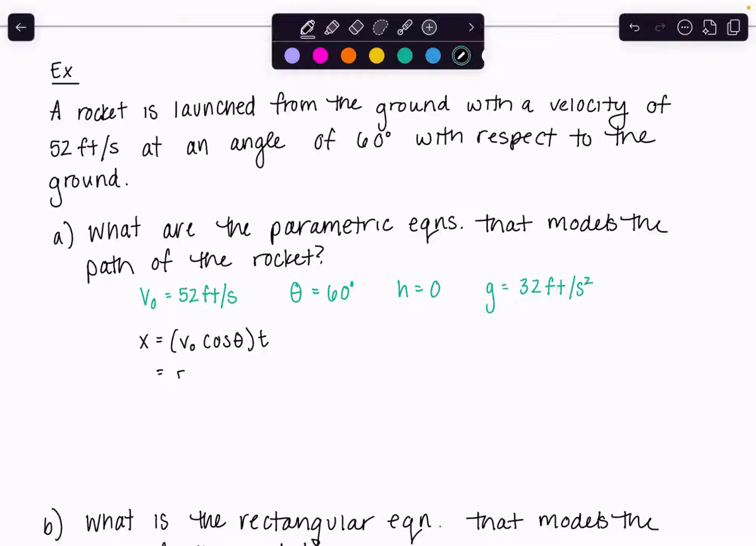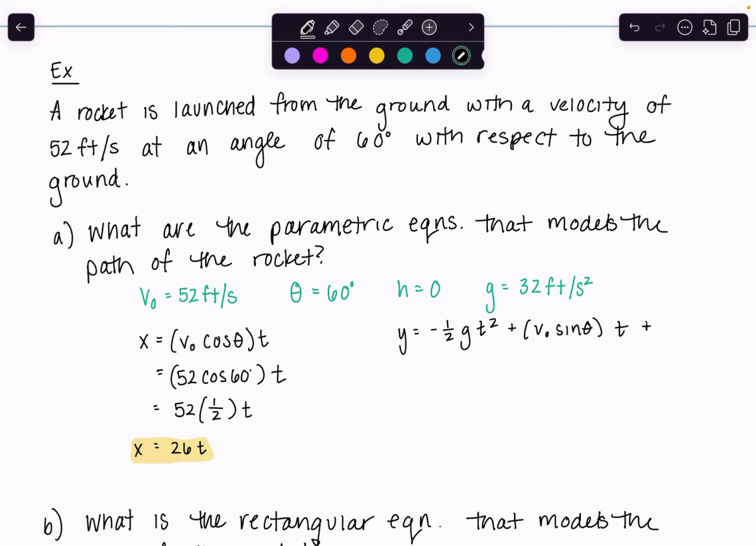So our initial velocity is 52, then we have cosine of 60 degrees, and that's going to be times t. Cosine of 60 degrees is a half, which is nice. So our x coordinate is really given by the formula 26t. Our y coordinate, on the other hand, is going to be much more complicated. To rewrite that formula, that's -1/2 g t squared plus v0 sine of theta t plus h.